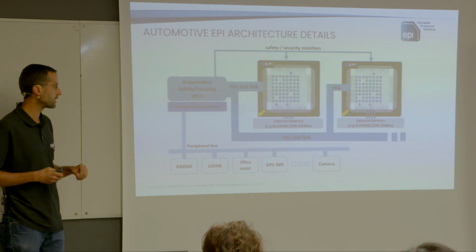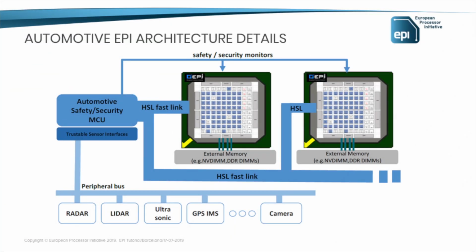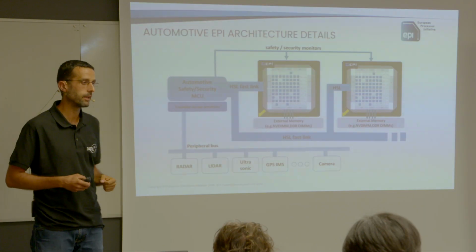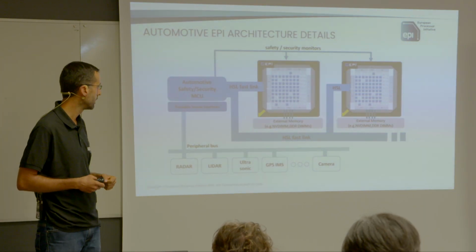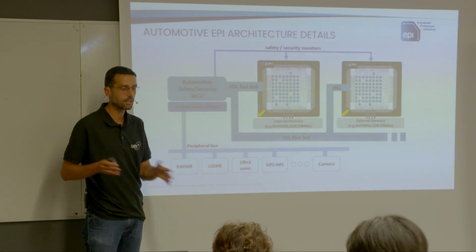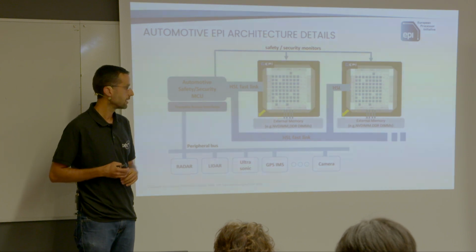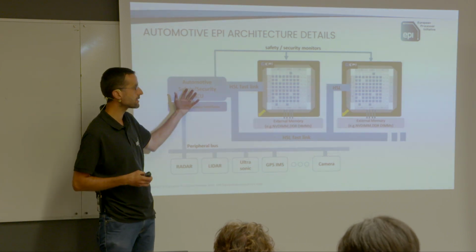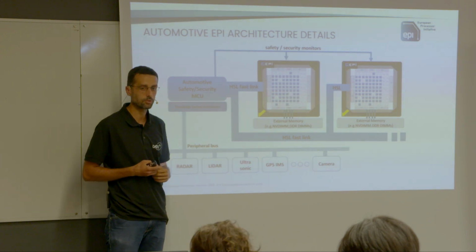So, just a more detailed picture of the system. Basically, we'll have this automotive safe and secure MCU. We'll have one or two EPI processors. The automotive microcontroller will be verifying and monitoring that the automotive CPU works well. And it will be managing the devices, the peripherals, as it does in regular systems. It will be kind of a master for this EPI processor, as I was telling you.